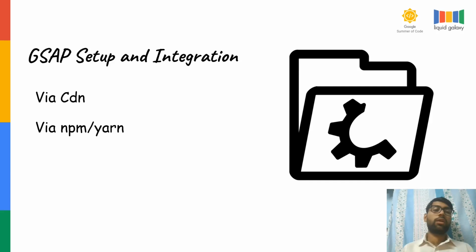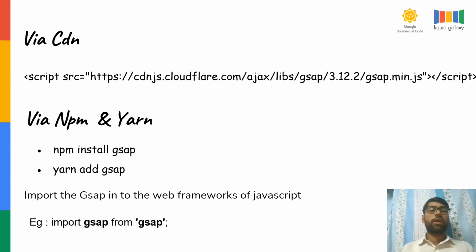GSAP can be set up in two ways. One is via CDN and the other is via npm or yarn. Via CDN, we just add the script mentioned in the PPT to our main HTML file. Going through npm or yarn, we can run a command like npm install gsap or yarn add gsap. It will install all the packages and then we can use it. For using it in React, after installing the package, we have to import gsap from the gsap library and use it in the file.